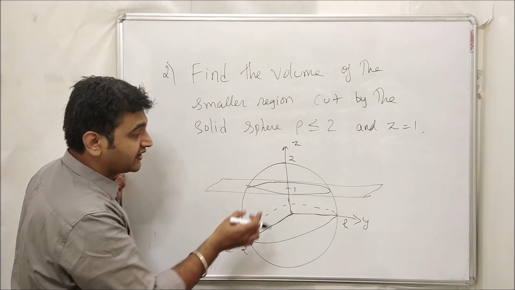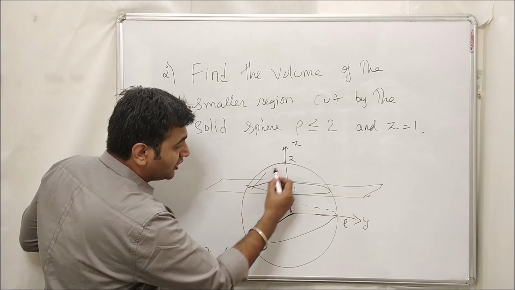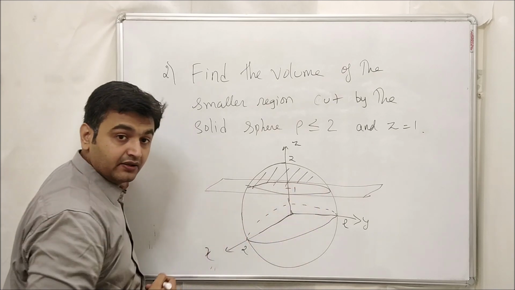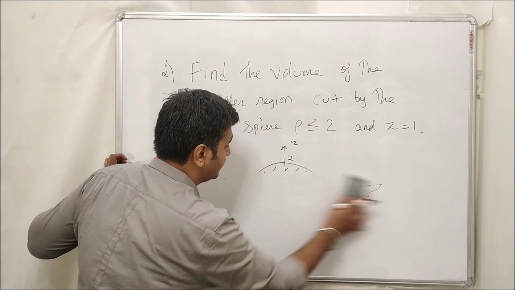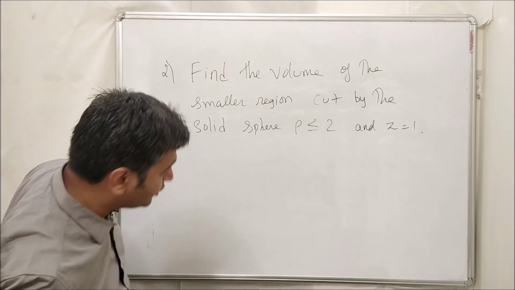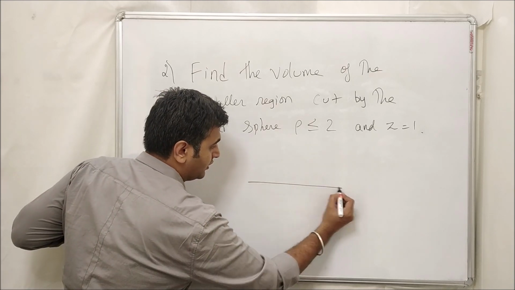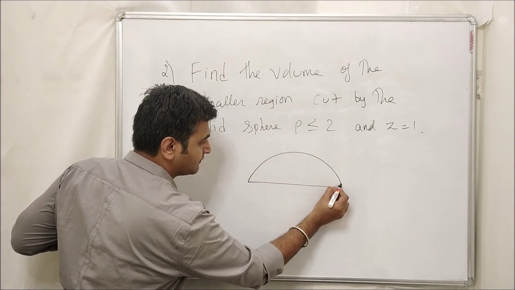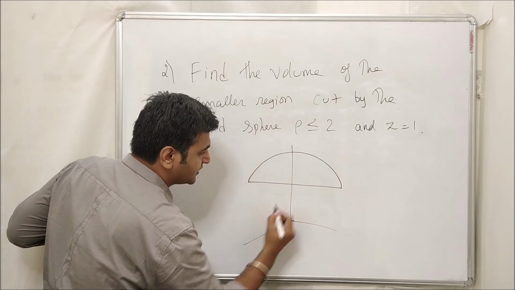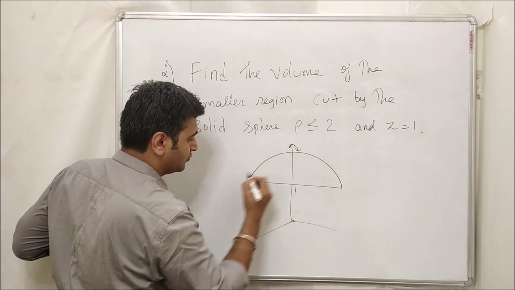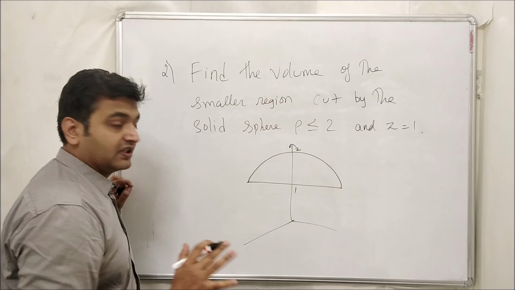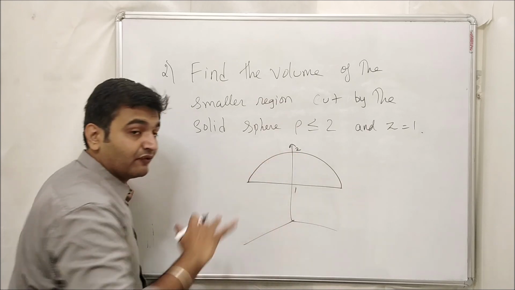Obviously, which is the smaller region? This is the smaller region. So this is the volume you need to find. If I erase this and only draw the topmost part, it was cut by a plane and this is what we have, right? This was z equal to 1, this is 2. Okay, this is what we have. I want to find this volume.